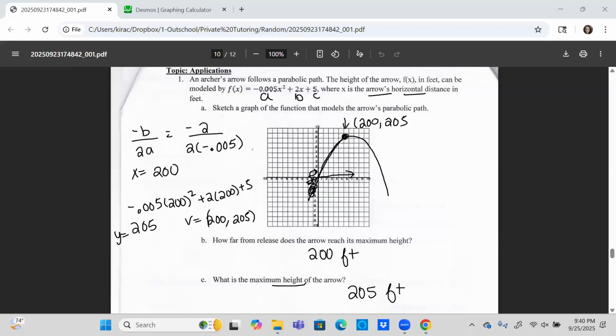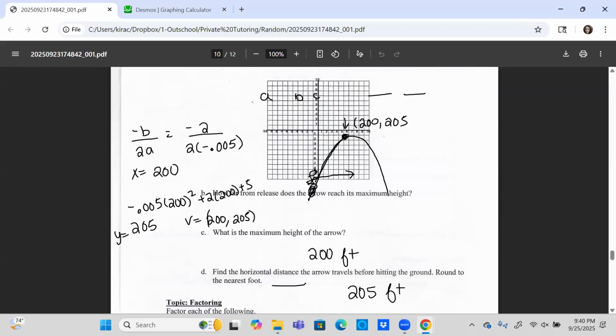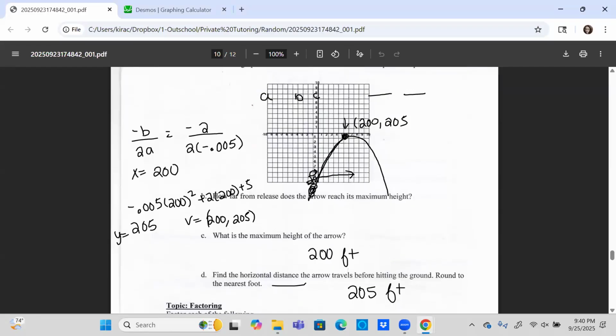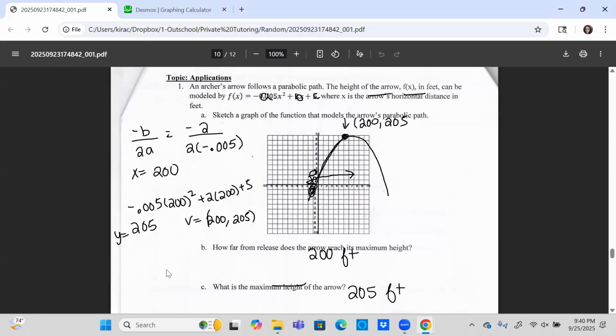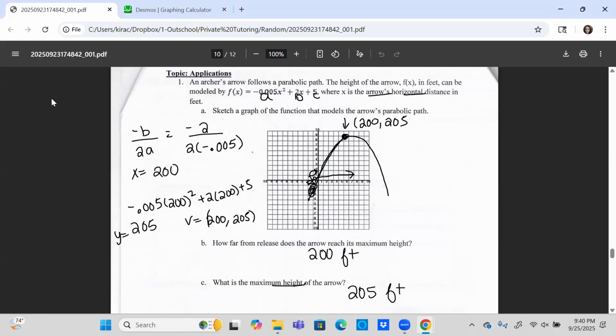The next part is to find the horizontal distance that it travels before hitting the ground, rounded to the nearest foot. So we want it to hit back down, which is when the height is going to be 0. If you had a graphing calculator, I will show you how to do it on Desmos. But assuming you cannot use Desmos, I would go ahead and do the quadratic formula. It's not going to be pretty, but let your calculator take care of the nastiness.